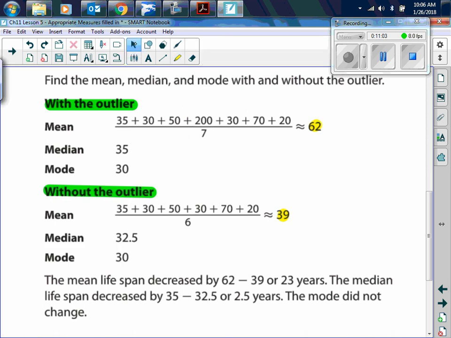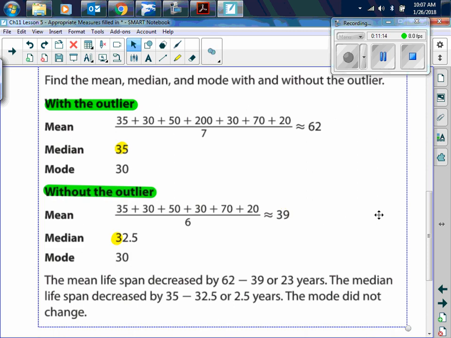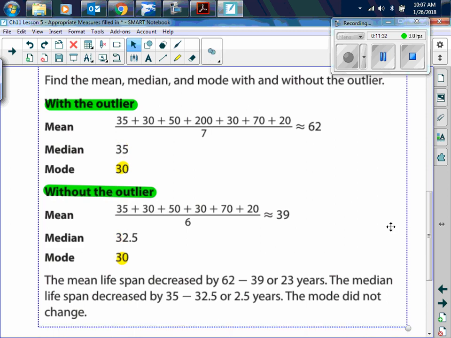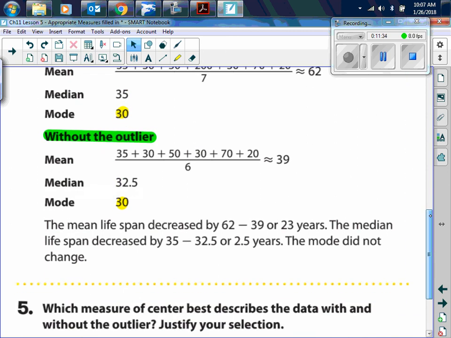Then we're going to look at the median. So the median, 35 and 32.5. Not bad, right? So here the median lifespan decreased from 35 to 32.5, so about 2.5 years. And then look at the mode. Did the mode change at all? No. The mode didn't change at all.